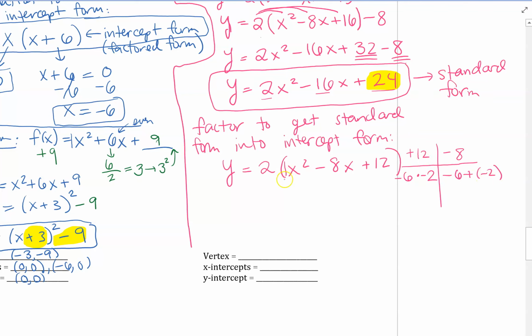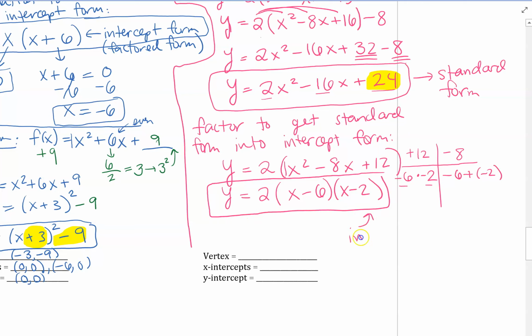Since the a value is 1, I can just go straight from finding these numbers to putting them in factored form, (x minus 6)(x minus 2). So this factored version is intercept form. Now that I'm in intercept form, I can easily solve for my x-intercepts by taking each of my factors, setting them equal to 0, and solving for x. So I have one x-intercept of 6 and another x-intercept of 2.